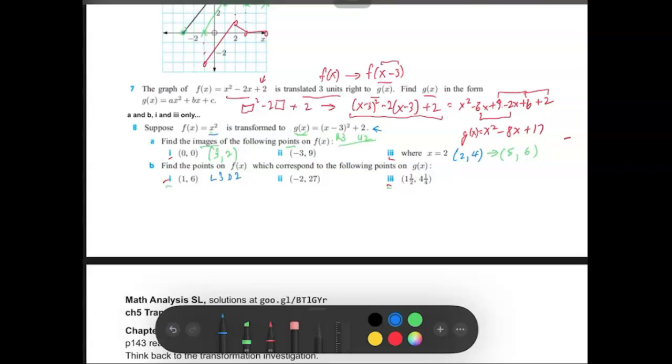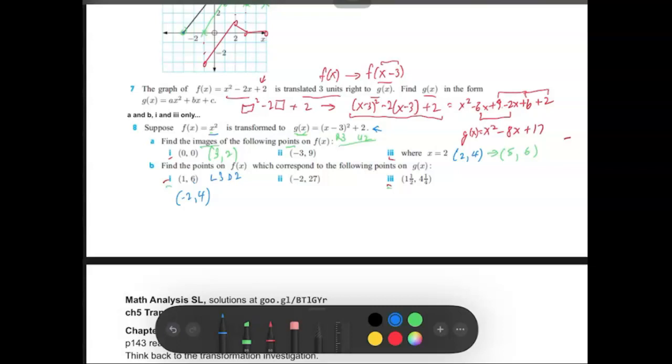and that'll give us the original point. Okay, so for example, 1 moved 3 to the left would be -2, and then 6 moved down 2 would be 4. So the original point, if 1, 6 is on the g function, -2, 4 is the point that corresponds to it on the f function.